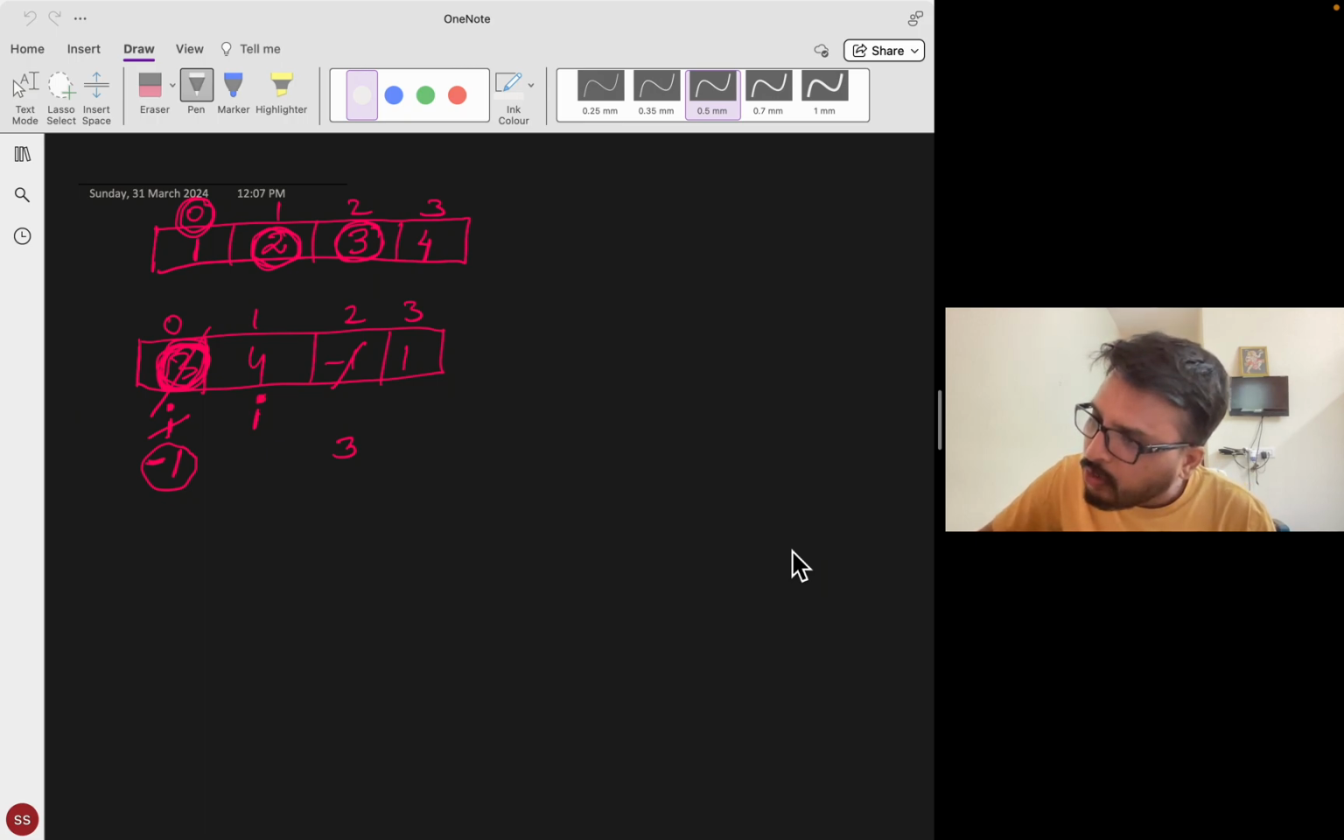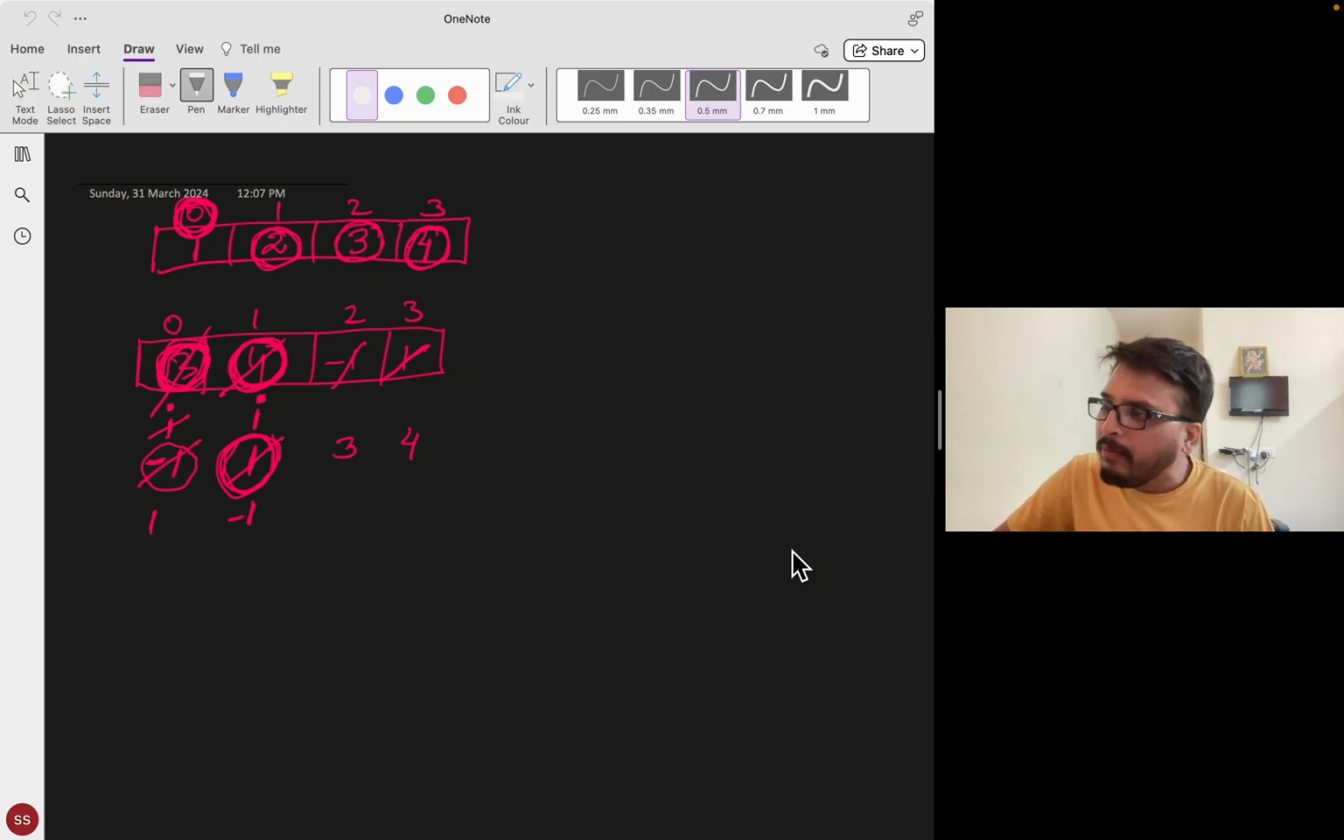So here it is 4. At which index am I expecting the element 4? I am expecting 4 at the third index. So I will move this 4 to the third index, and I will move this 1 to the first index. Now where am I expecting this element 1? I am expecting it at the 0th index. So I will move this 1 to the 0th index and -1 to the first index.